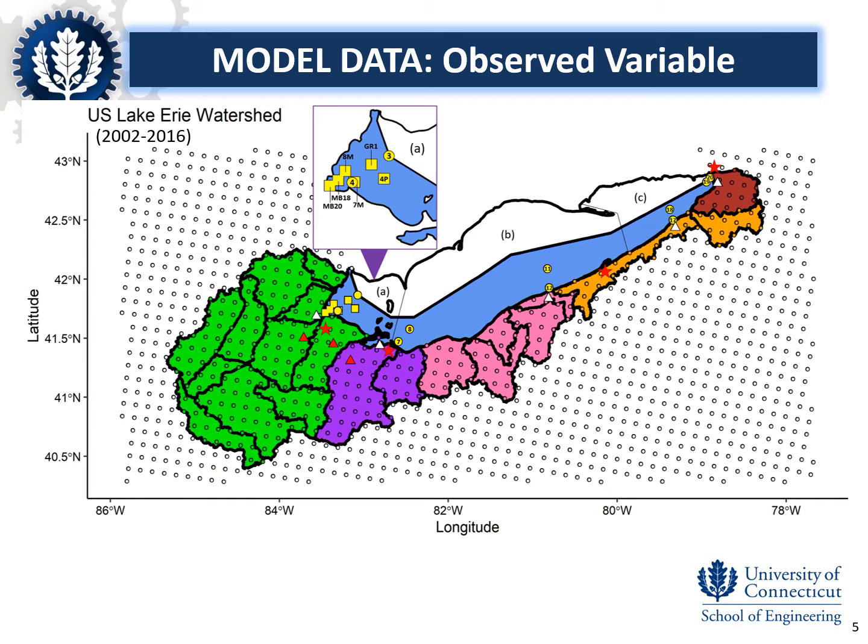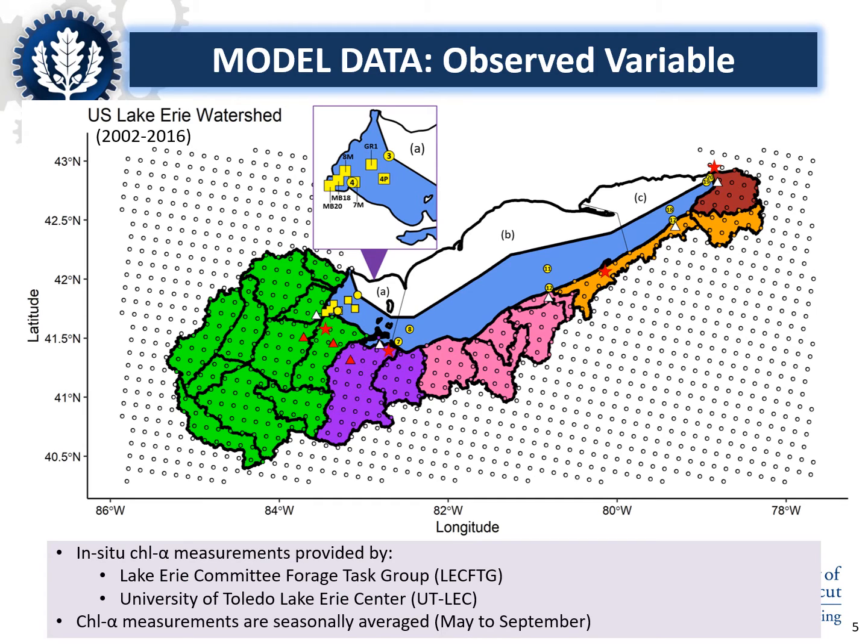Like I said, our study area is Lake Erie, and we're focusing on the United States part of Lake Erie from 2002 to 2016, and we're utilizing in situ chlorophyll-A measurements that have been provided by the Lake Erie Committee Forage Task Group and the University of Toledo Lake Erie Center. These chlorophyll-A measurements are then seasonally averaged for the May to September period, which serves as our response variable.